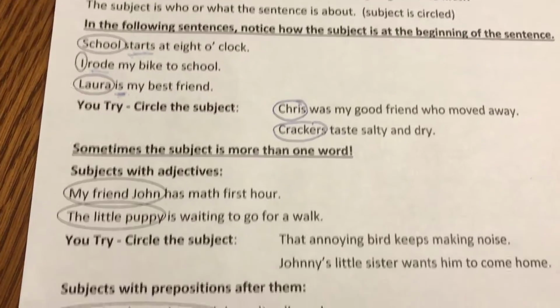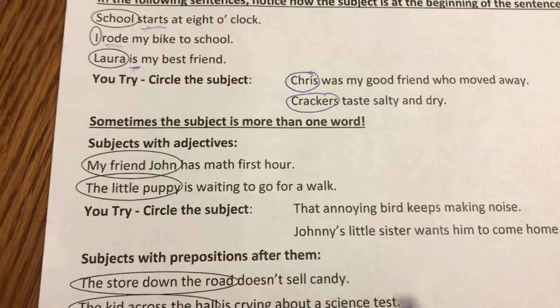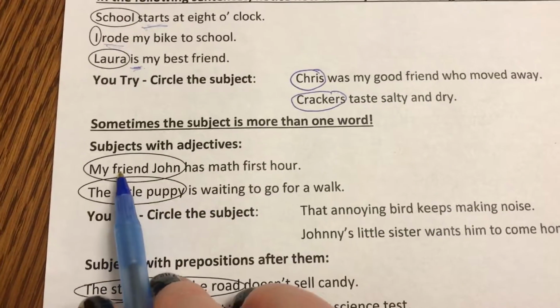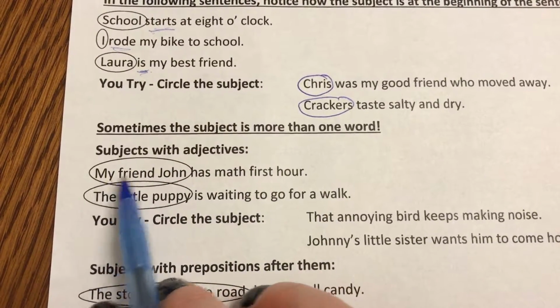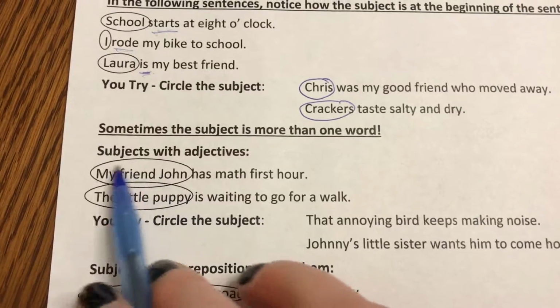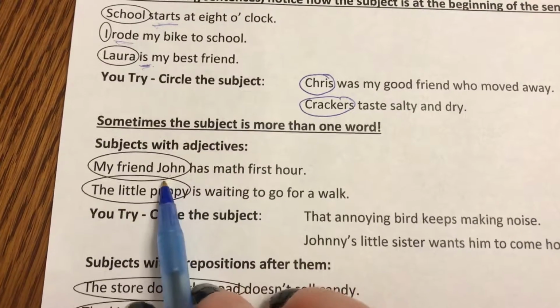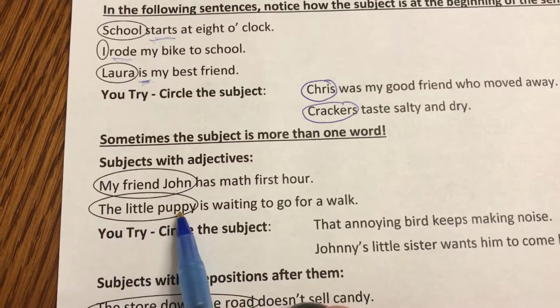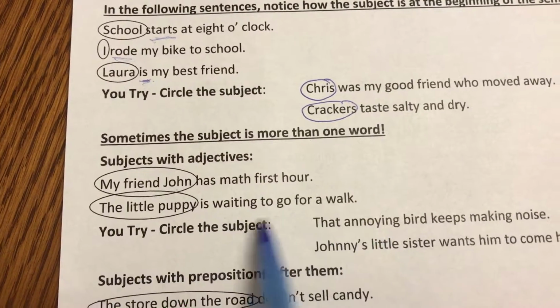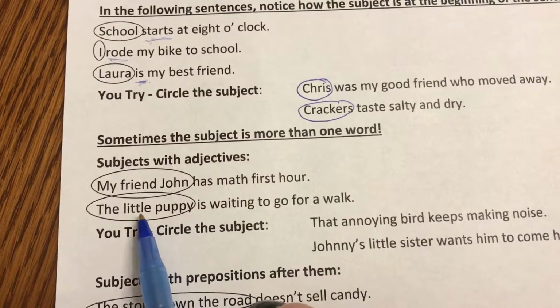Now sometimes the subject is more than one word. So subjects with adjectives here. Instead of just saying John has math first hour, it's my friend John. So there's an adjective before that main noun there. The little puppy, so instead of just saying the puppy is waiting to go for a walk, it's added an adjective in there.